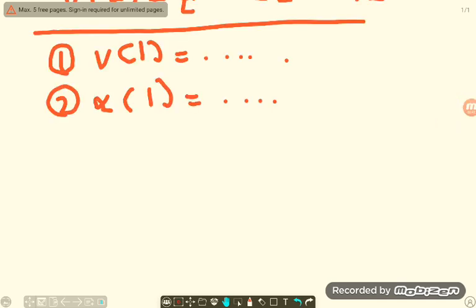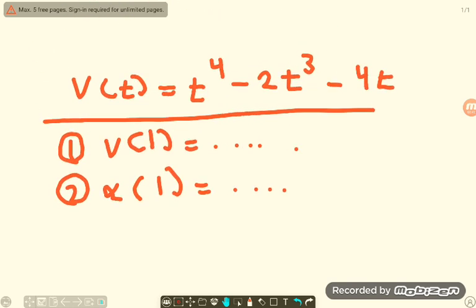Alright everybody, so here we have this question, and it says that v, which represents velocity, as a function of time is equal to t to the fourth minus 2t cubed minus 4t. It wants two things. It wants v of 1, so the velocity at time equals 1, and acceleration a at time equals 1 as well. And there's a question that I'm going to add in the end to test if you understand the idea between speed and velocity, because there's a huge difference. So pause the video and tell me if you can try this out by yourself.